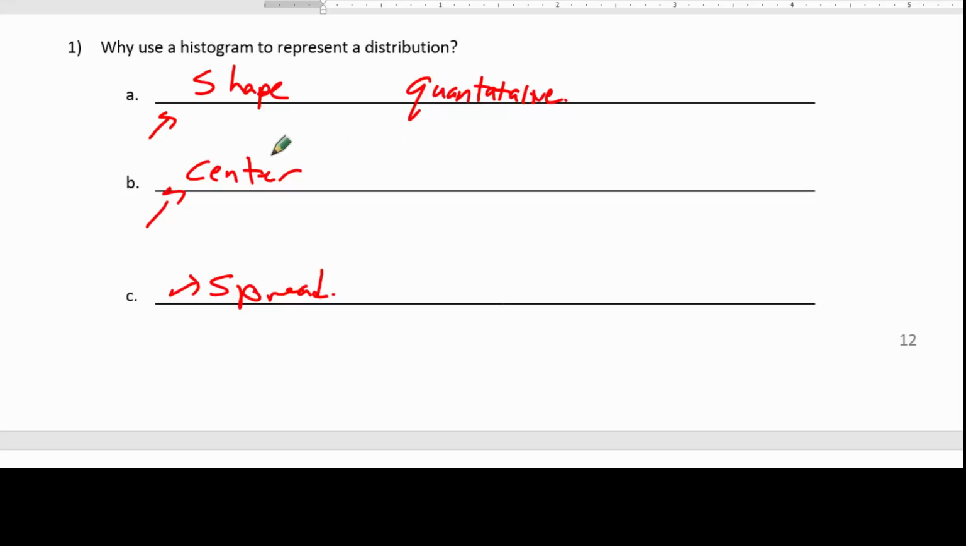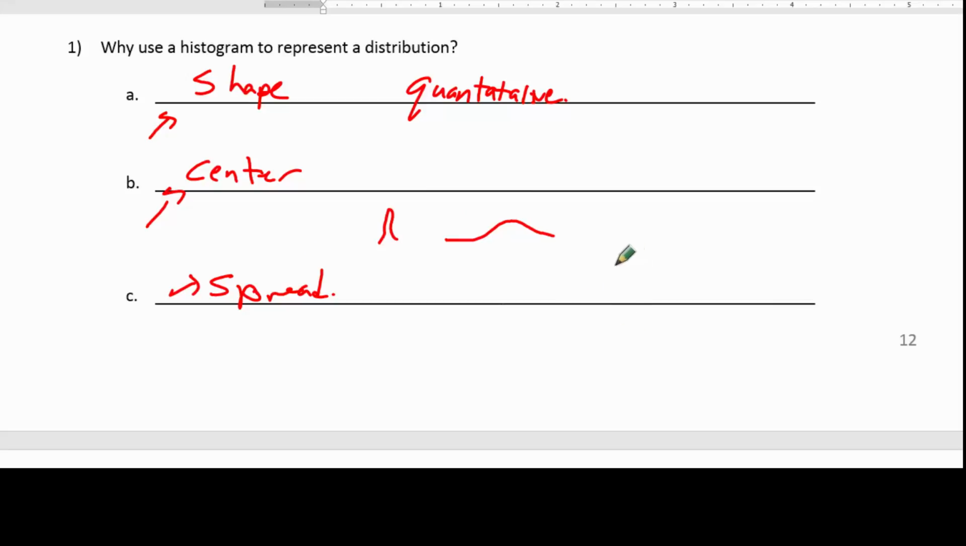You can see if something is symmetrically distributed. You can see if it's skewed to the right or skewed to the left. And you can see if it's all clustered around the middle versus if it's spread way out. Okay? We'll talk a lot about shape, center, spread as we go, but a histogram lets you see all of these things.